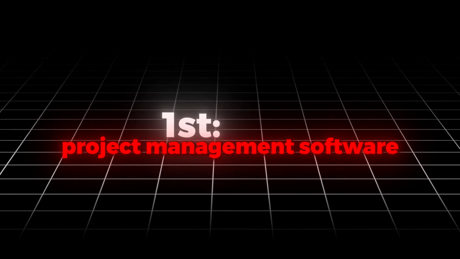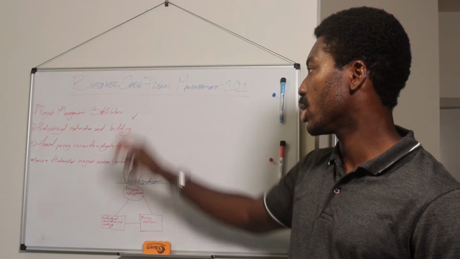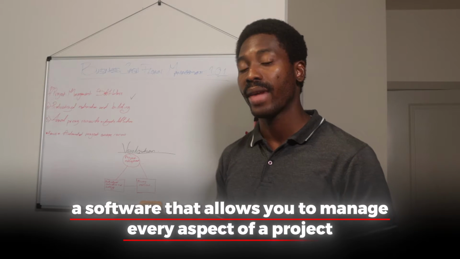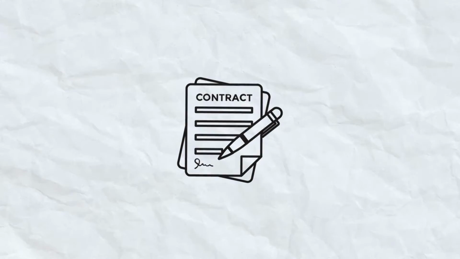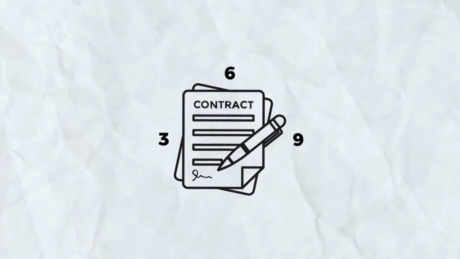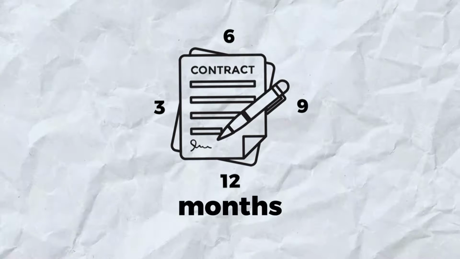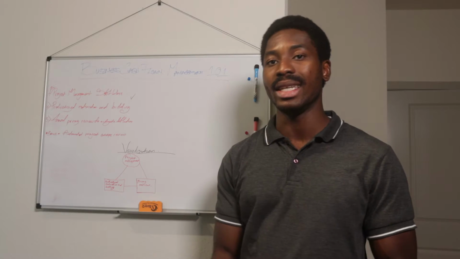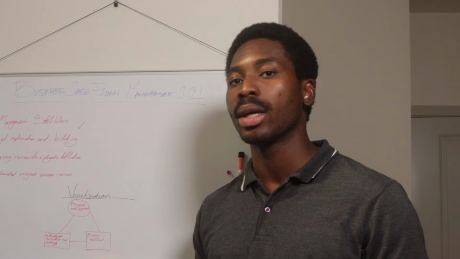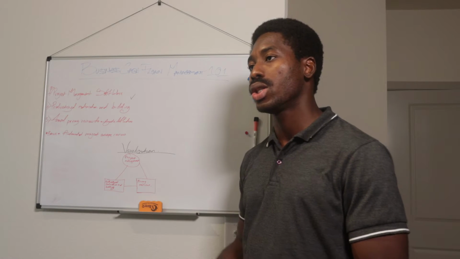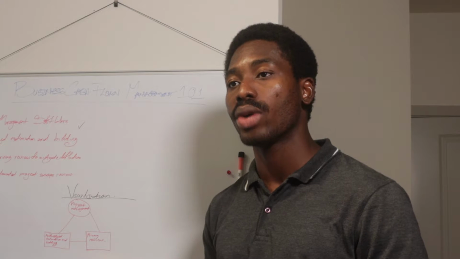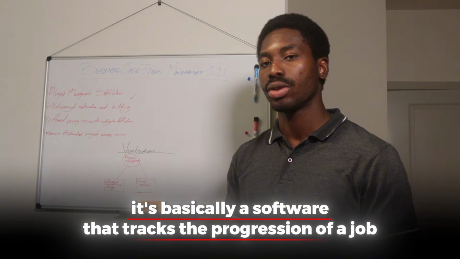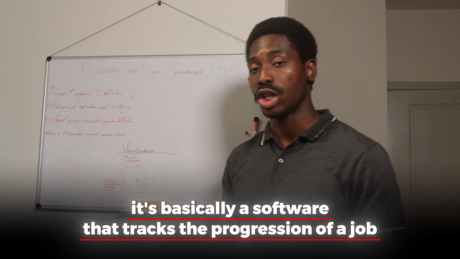First is project management software. So what is that? Project management software is basically a software that allows you to manage every aspect of a project. So when you sign a contract, it may take 3, 6, 9, 12 months, however long the contract may take. Normally, people try to just update their teams without any analytical tools whatsoever. At each step of the contract, they just update each other and they move on to the next step. It's basically a software that tracks the progression of a job, right?